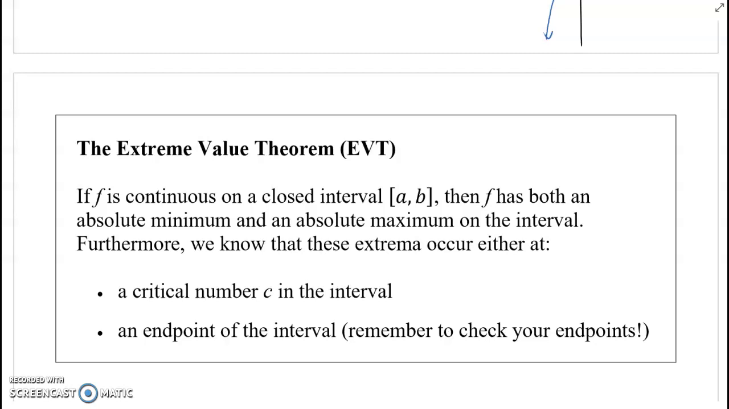And furthermore, that absolute maximum and that absolute minimum must occur at one of two places. Either those maxes and mins will occur at a critical number, i.e. where the derivative equals 0 or is undefined, or those absolute maxes and mins will happen at the endpoint.